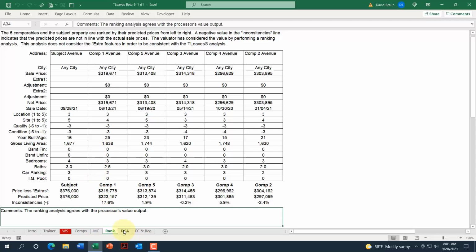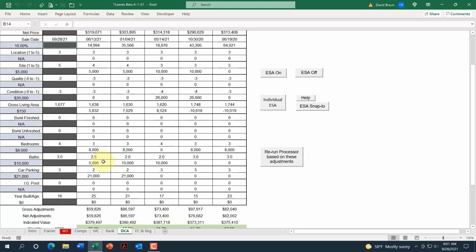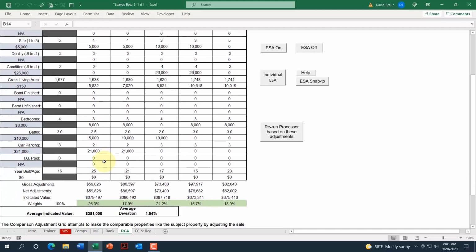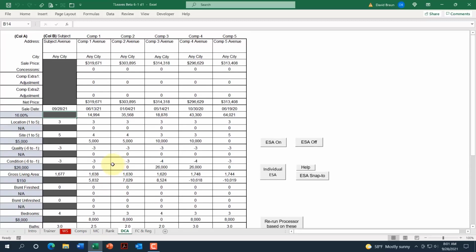Then we're going to go to the direct comparison approach, and we've got a grid here. Now this is not the basic UR/AR grid, but it is a functional grid, and certainly would be fine to use with a non-secondary market.